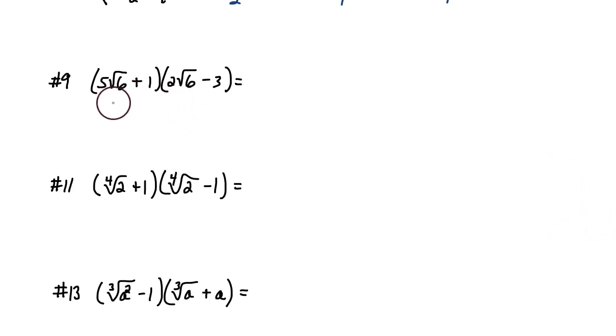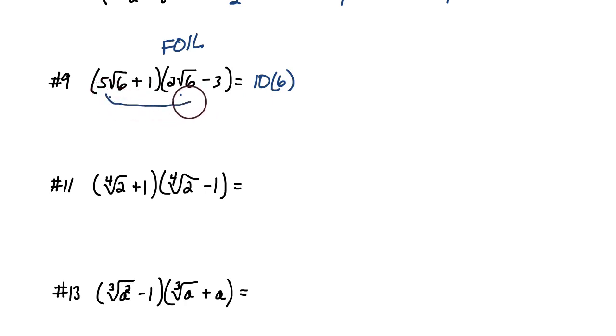Number 9, we're back to a binomial times a binomial. This is a FOIL problem. So let's do the letter F. This one times this one. 5 times 2 makes 10. The square root of 6 times the square root of 6 is a regular 6. The reason is the square root of 6 times the square root of 6 is the square root of 36. But the square root of 36 is just 6.